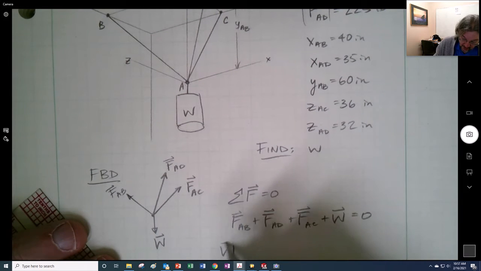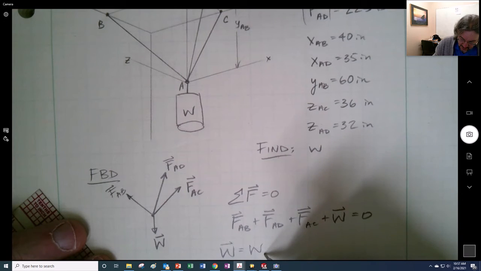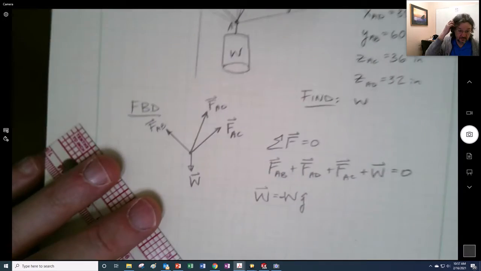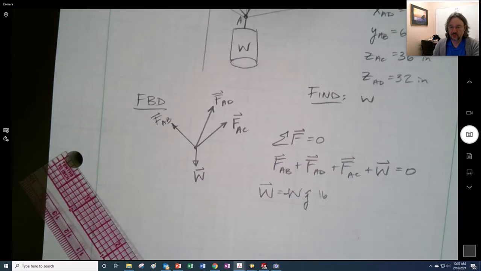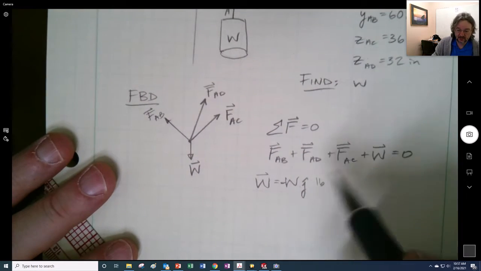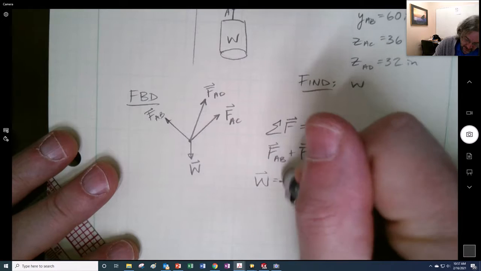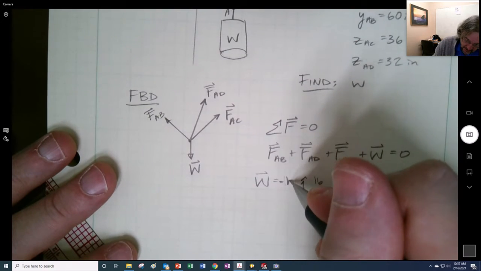We know we can write out what this is going to be. It's just going to be negative the weight times j right there, right? And that's going to be in pounds, but we're leaving it as a variable right now, so I don't necessarily have to give it a unit. But we know we're going to get a magnitude down, and that's the thing that we want to try to find eventually. All right.